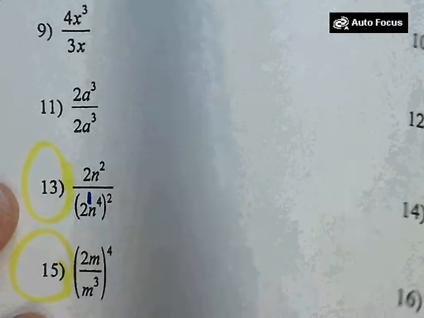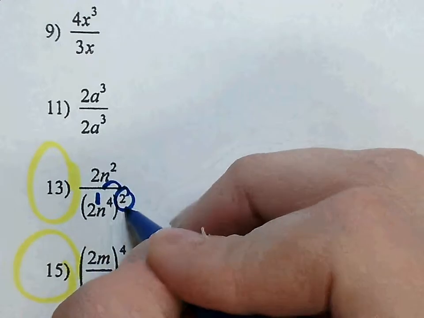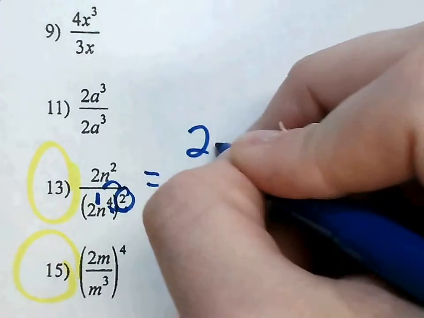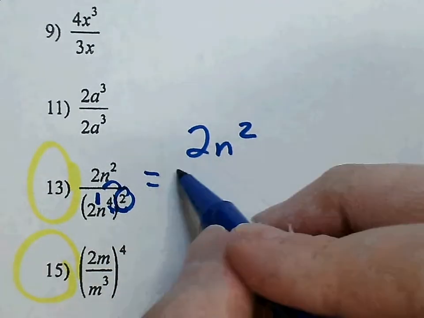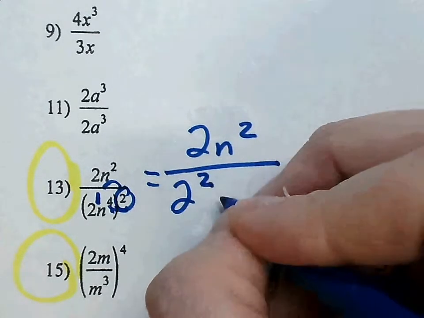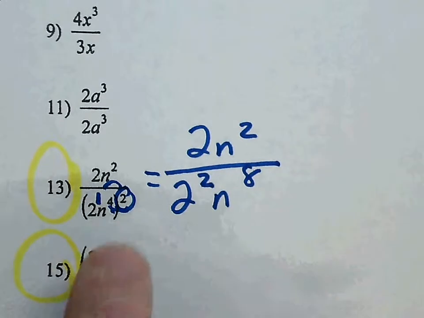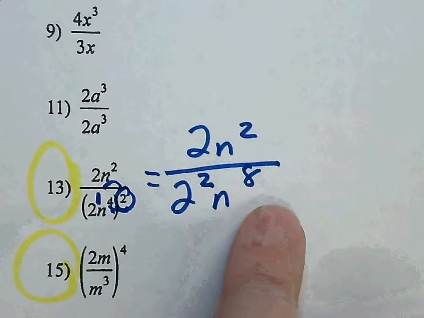So on number 13, I'm going to put an understood 1 there, and I'm going to distribute that 2 out to both of those. That means I'm just going to rewrite that 2n squared. Just rewrite it. I haven't even touched it. And then I'm going to rewrite this as now 2 squared n to the 8th. So we just distribute that out. 2 times 1 is 2. 2 times 4 is 8.